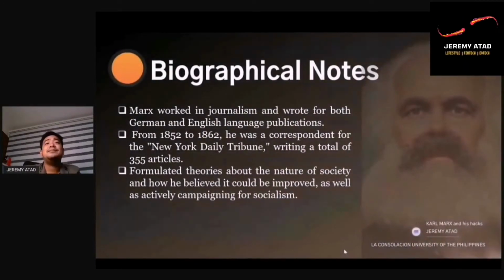Marx worked in journalism and wrote for both German and English language publications. From 1852 to 1862, he was a correspondent for the New York Daily Tribune, writing a total of 355 articles. He formulated theories about the nature of society and how he believed it could be improved, as well as actively campaigning for socialism.